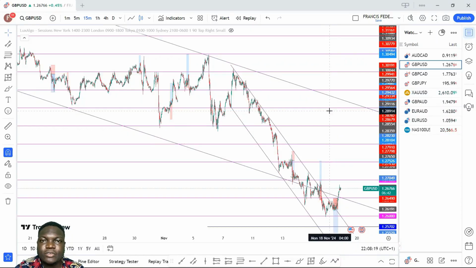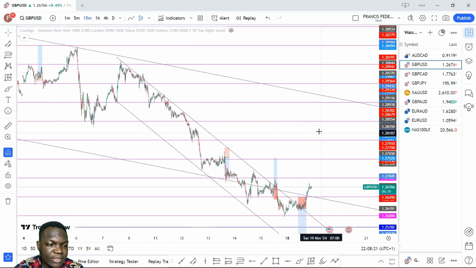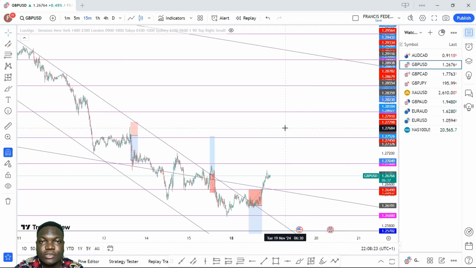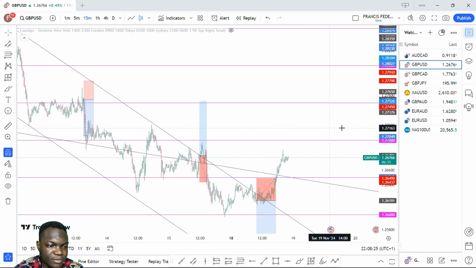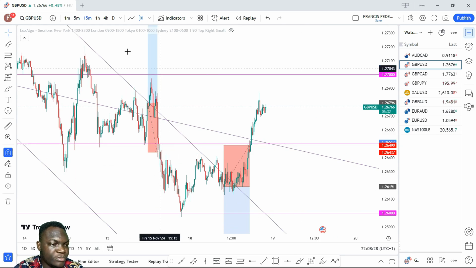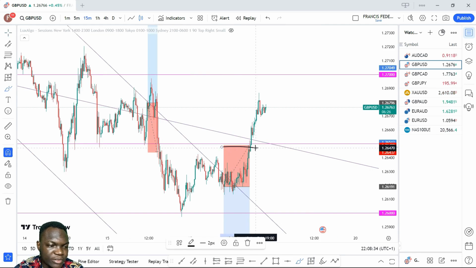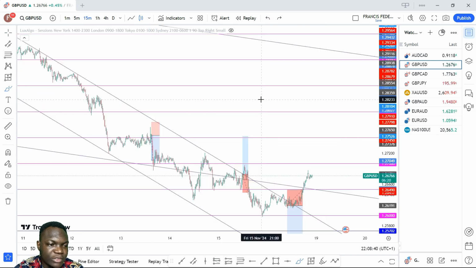Alright guys, how are you all doing? So today I took a couple of trades of which I lost. Today was basically a losing day for me. So for pound USD, I took a sell trade, which you can see that I lost around this point right here. So I'll just explain the reason why I took the sell trade.